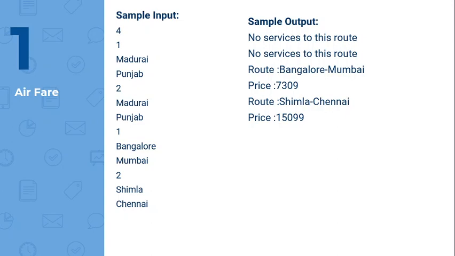Now let us see the sample input. The sample input will just accept the type of flight, which is one if it is Air India, two if it is Indigo. Then it will accept source and destination. If there is no route available for the source and destination, we have to display no services to this route, else we have to print the route and fare details. Now let us dive into the solution.